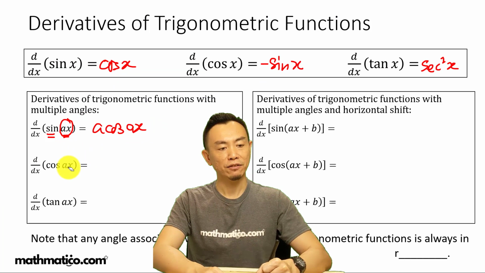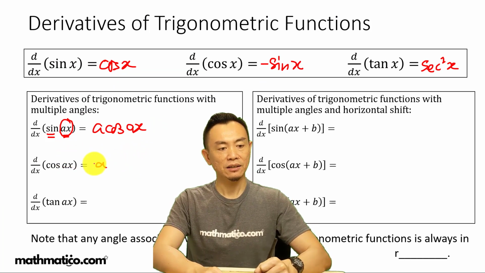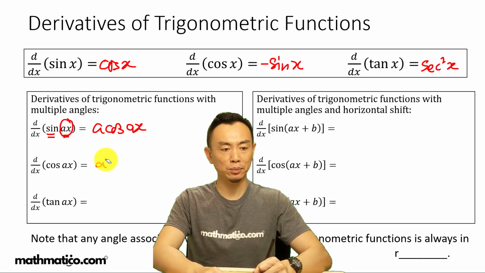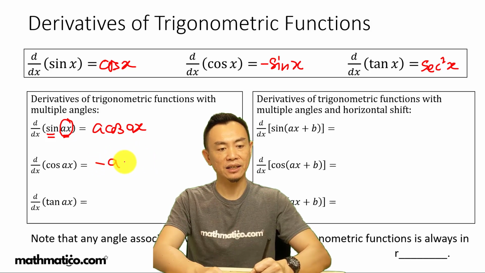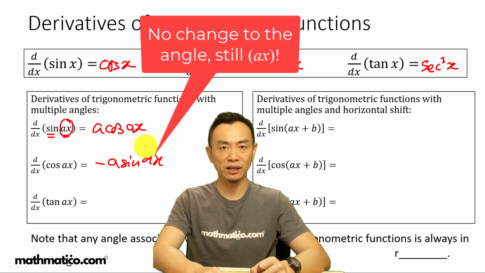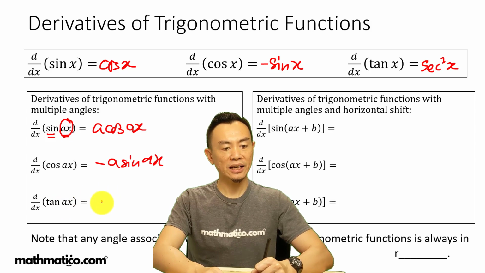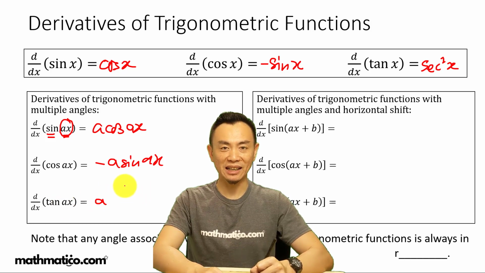So in the same way, if you differentiate ax, the angle, you get an a. Differentiate cosine, you get negative sine. So I'll put a negative outside, you have negative a sine ax. Again, the angle doesn't change as a result of the differentiation. Differentiate the angle, you get a again, but differentiate tangent, you get secant square ax.